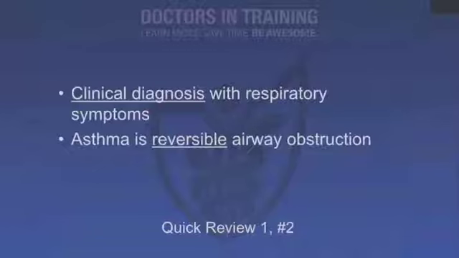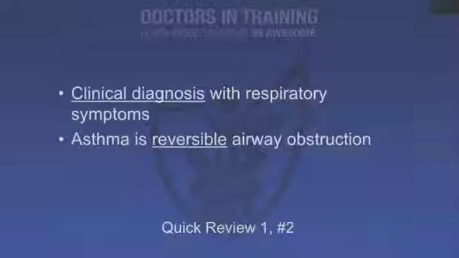Number 2, how is asthma diagnosed? She talked about how it's a clinical diagnosis with respiratory symptoms. And a very important feature of the diagnosis of asthma that distinguishes it from COPD is that asthma is reversible. You can treat it. You have airway obstruction, and then when you give your adrenergic agonist, the airway obstruction is somewhat relieved. So it's reversible airway obstruction, or in other words, variable expiratory outflow obstruction. COPD is not so reversible.